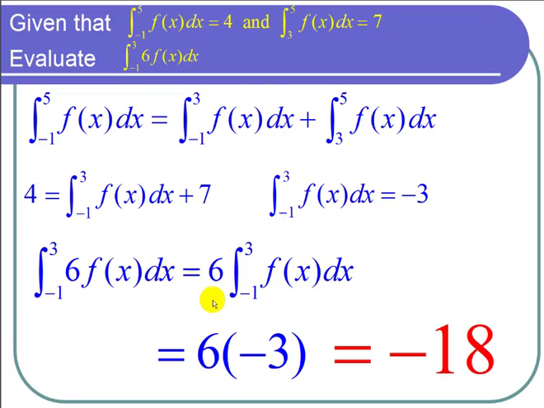So in conclusion, I can say that the integral from -1 to 3 of 6 times f of x dx is equal to -18. And I'm done with the problem.